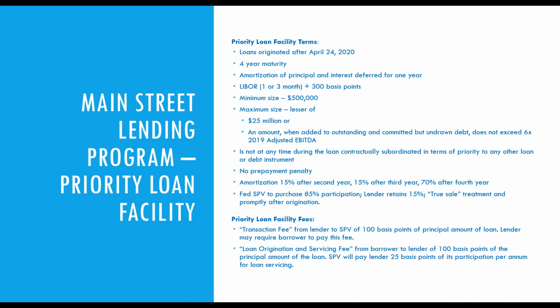And then the Fed takes less risk here. They'll only take 85% participation in these loans. The lender has to retain 15%. But the fees are the same. The fees are 100 basis points when you originate it, and then another 100 basis points has to be paid over to the facility, the SPV, and then 5 basis points of loan servicing going forward.